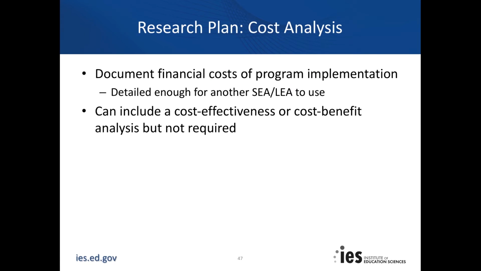Finally, you want to describe how you will identify the costs of the intervention. You don't have to include the costs up front in your application. What you include is a plan for how you'll determine their costs. And these are both the startup costs and the maintenance costs. This work is to provide the information that other states or districts would need to determine if they could afford to implement the intervention. If you want to go further and do a cost effectiveness or cost benefit analysis, that is also fine under this grant program.